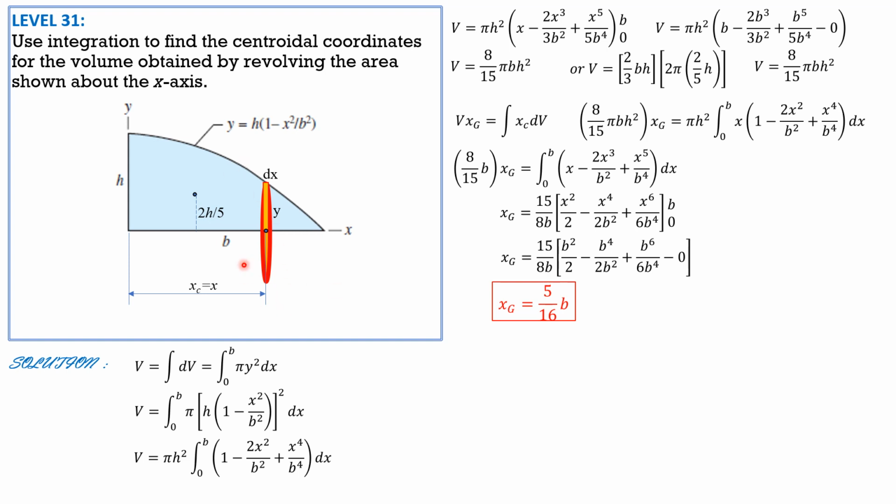Then by symmetry, y sub g and z sub g are 0. So that's it for this problem.